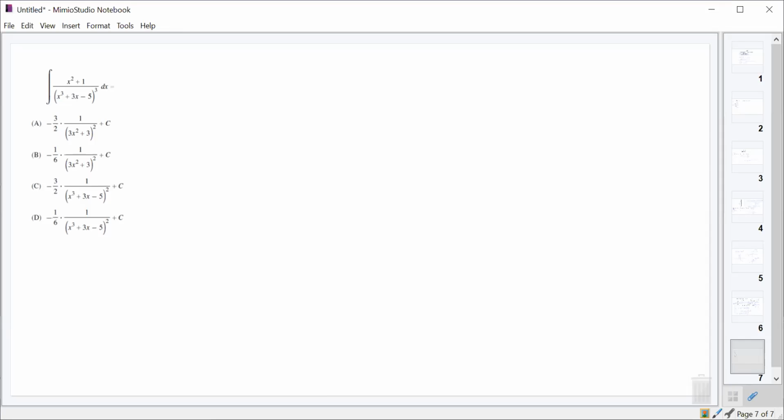All right, so the integral of x² + 1 over x³ + 3x - 5 dx. So the first thing we'd note here is that this is not the easiest looking integral to deal with, but if we look at the denominator and let u equal the thing inside of that denominator that's a big pain, x³ + 3x - 5, what would du be?